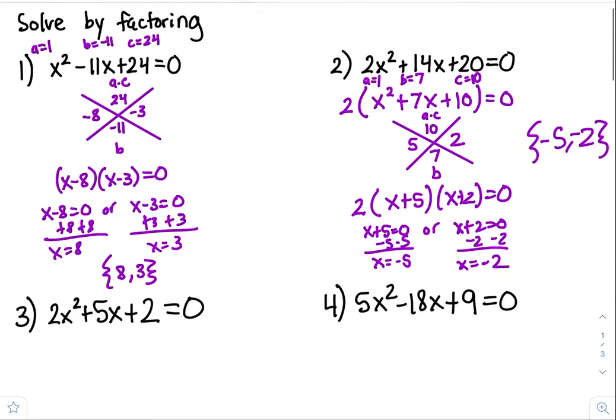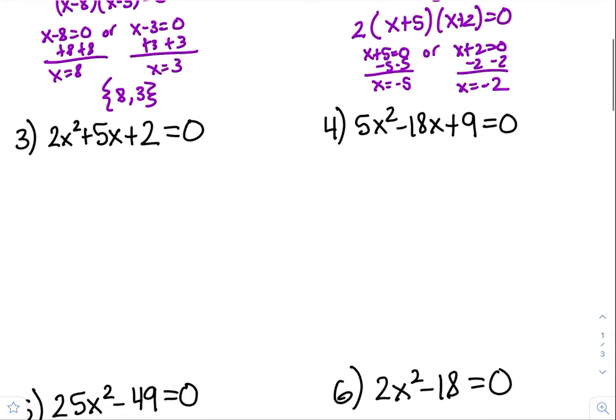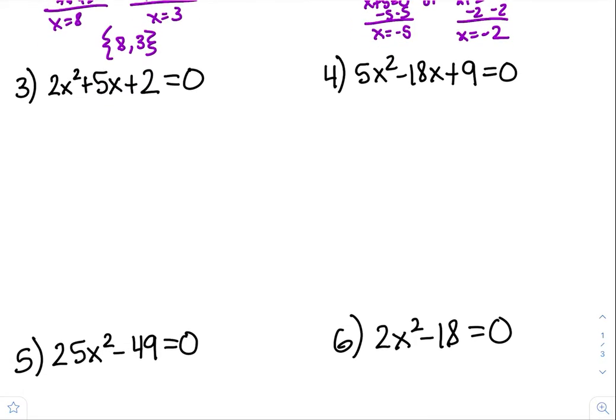Okay, moving on. Number 3. Now, 2, 5, and 2. There is nothing you can factor out from each term. So a is 2, b is 5, and c is 2. When you do your x method, a times c would be on top. So a times c is 2 times 2, which is 4. And on the bottom, it's 5. So what two numbers multiply to 4, but when added give you 5? It's 4 and 1.